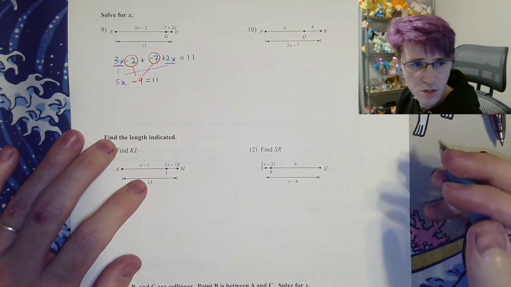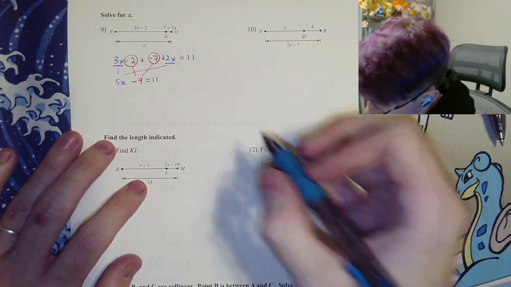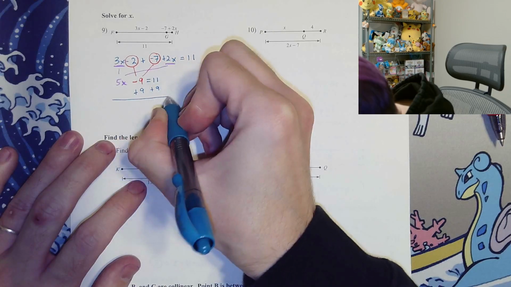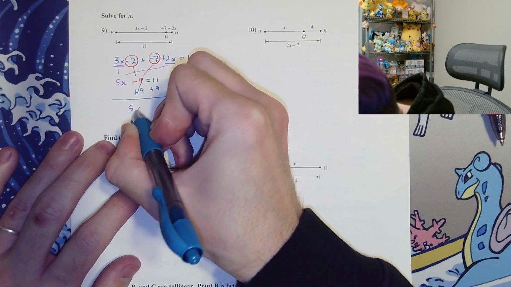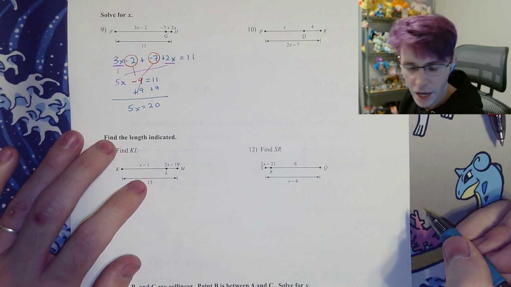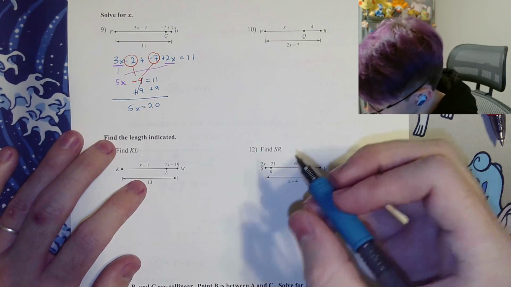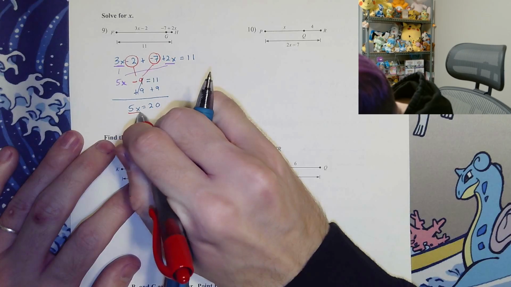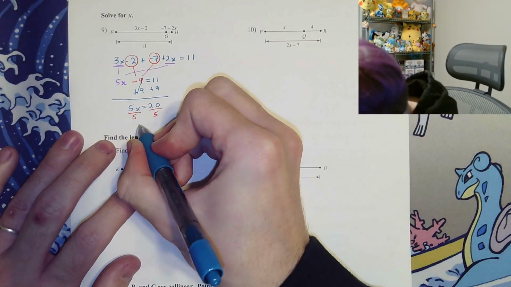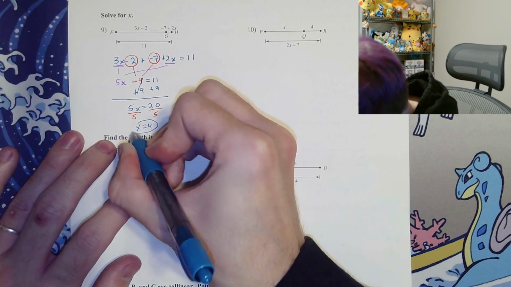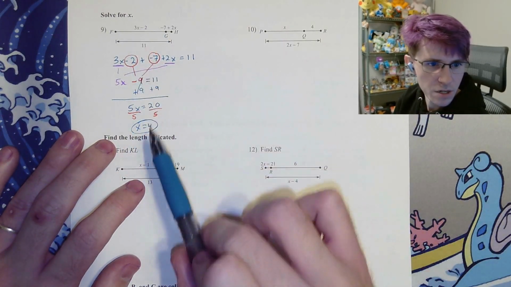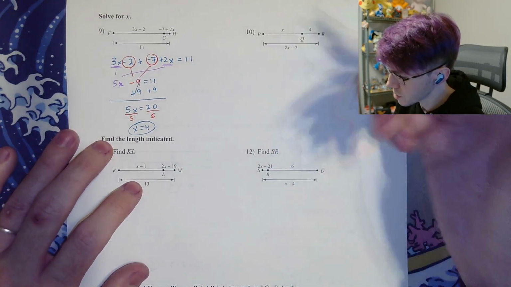From here on out, we can solve it just like a regular old equation. So we're going to add 9 to both sides here. 11 plus 9 is 20. Last but not least, we're going to divide both sides by 5. So we divide by 5, divide by 5, and in fact, x is equal to 4. You have to be careful. It did say to solve for x, and we did solve for x. We're good to go.